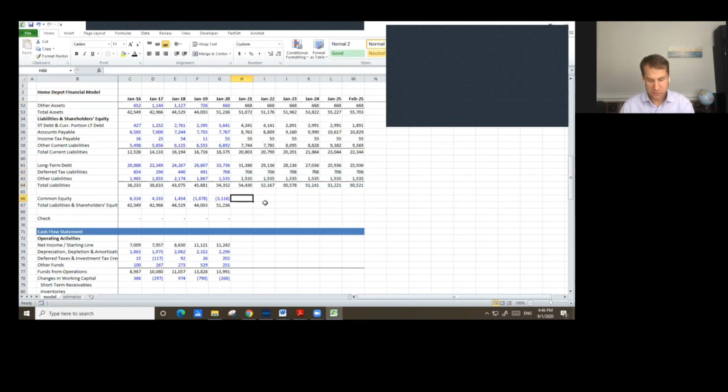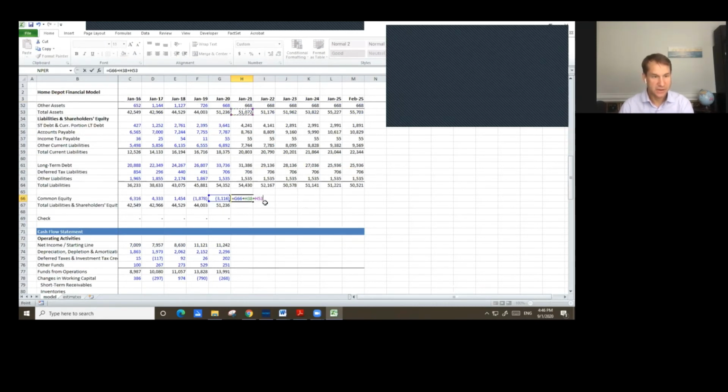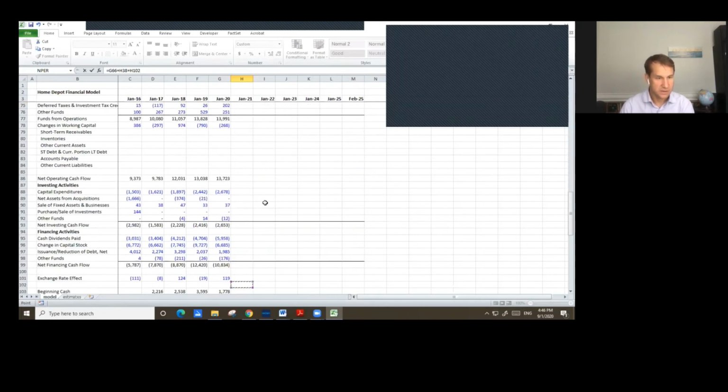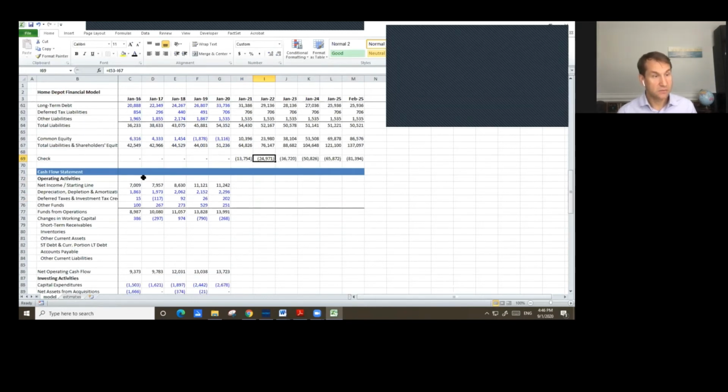And then common equity would be the beginning balance plus net income minus, well, I guess minus, but it's with negative sign already for dividends on cash flow statement. So it will be dividends and share buybacks, change in capital stock. Now you see that our balance sheet doesn't balance, which is fine. We're not done yet. Let's move on to cash flow statement.